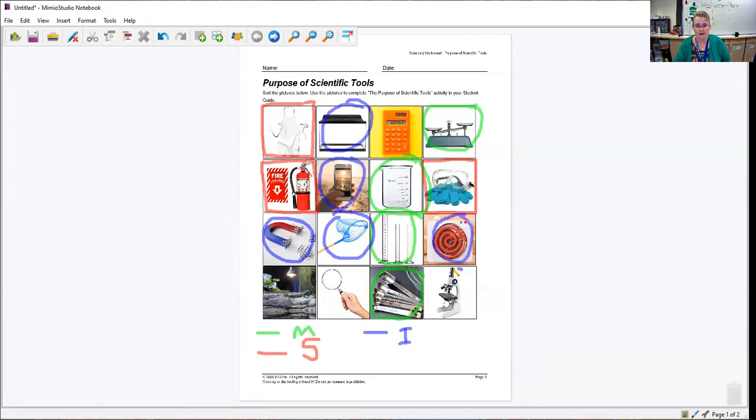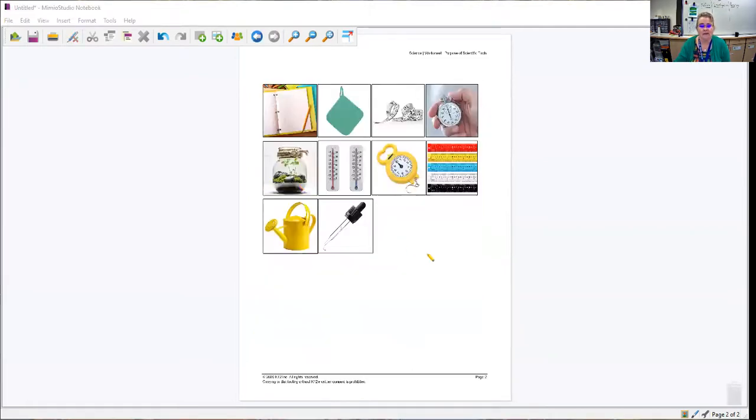The hot plate, the microscope, the magnifying glass, and even the lamp here, which looks like it's heating up some plants or some water or providing light. Those would all be tools for investigation. So let's move to the second page. Okay, let's do investigation for the second page.